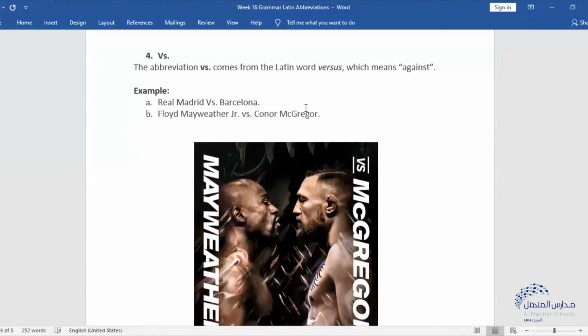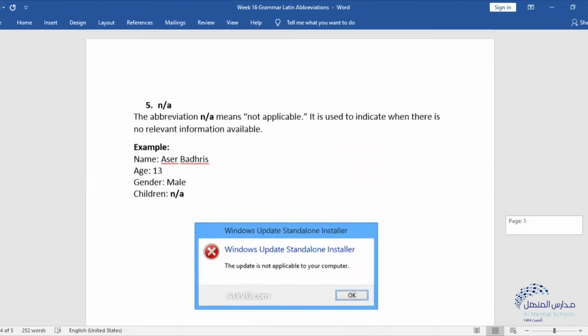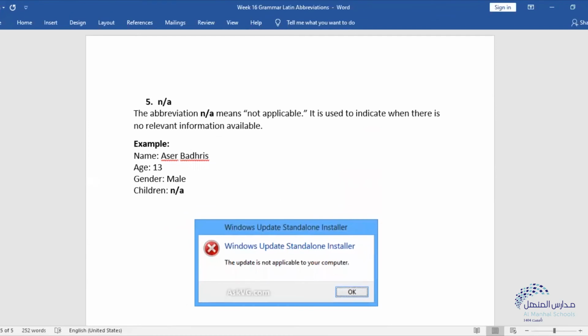Vs. or versus is the abbreviation for the Latin word versus, of course, as I mentioned it, and it means against or to stand against, right? A rival. So, for example, Real Madrid versus Barcelona. So it will be Real Madrid against Barcelona. Floyd Mayweather Jr. versus Conor McGregor. It will be Floyd Mayweather Jr. fighting against Conor McGregor. And that is the use of versus. So anytime where there's an opponent, right?